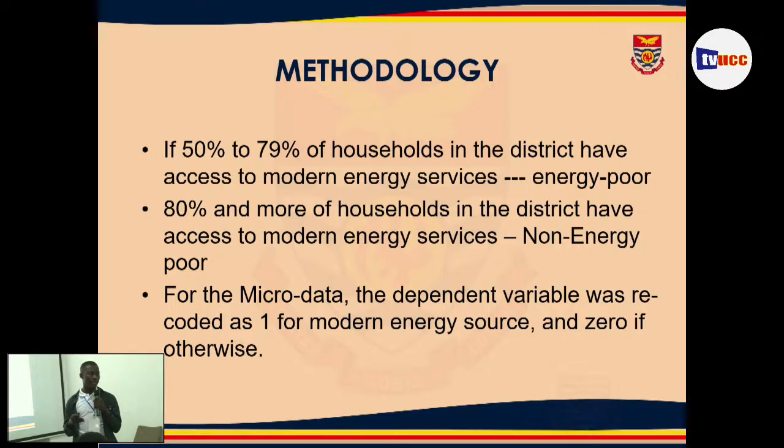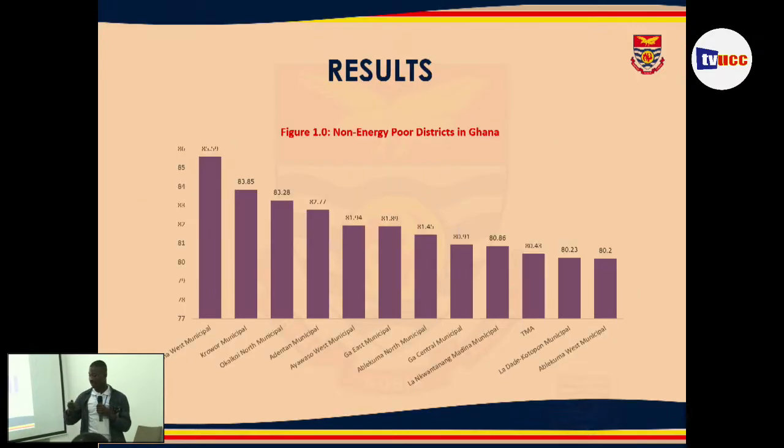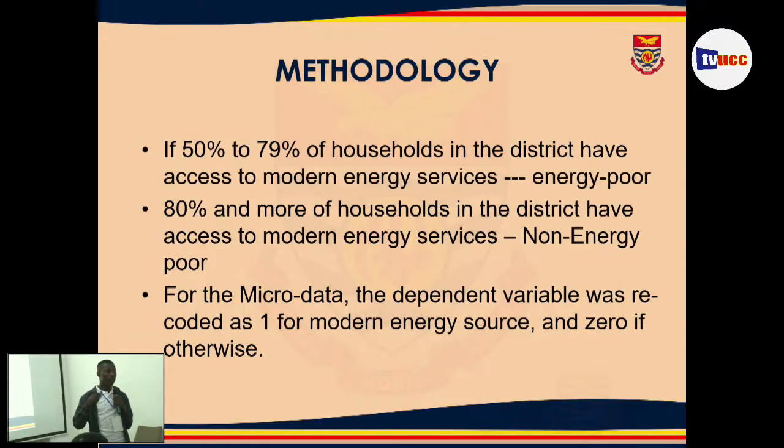And for the microdata, we recoded the fuel used. If you use clean energy fuel, we code you as 1. If you use otherwise, we code you as 0, and we run a probit regression model to see the determinants of factors affecting the adoption of clean energy sources.